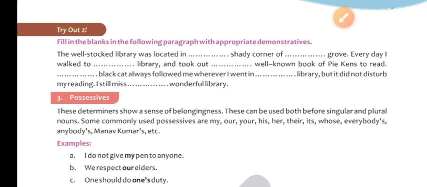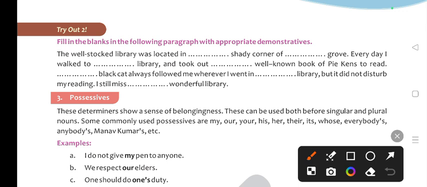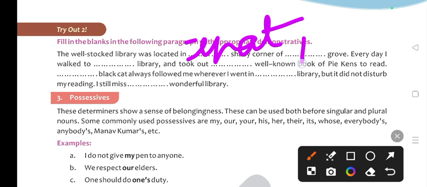So let's try out 2. Fill in the blanks in the following paragraph with the appropriate demonstrative. There are four types of demonstratives: this, that, these, those. This and that are used to demonstrate a single noun, and these and those are used to show plural nouns. The well stocked library was located in that shady corner of this grove.